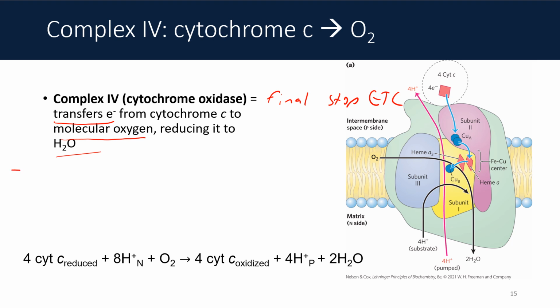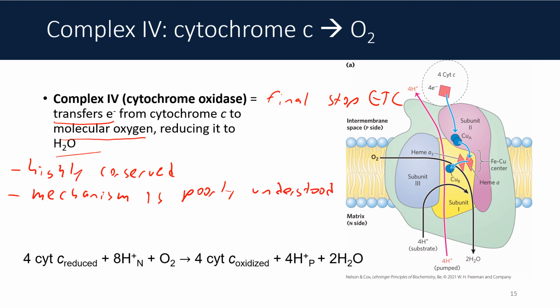This protein is highly conserved, which means that its sequence and structure does not vary tremendously from organism to organism. It's going to look quite similar in a bacterium compared to, let's say, a human cell, which means that it does its job pretty well. That being said, the mechanism is poorly understood. But we do know it achieves the following.